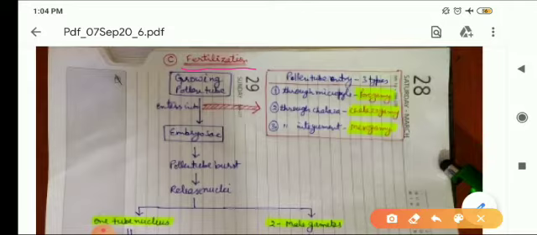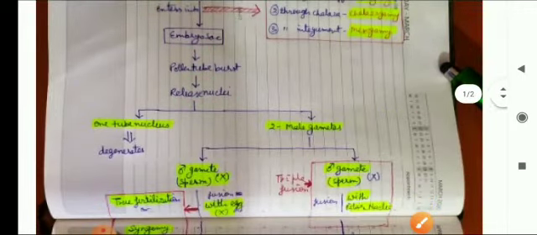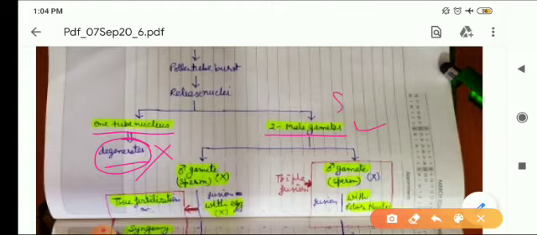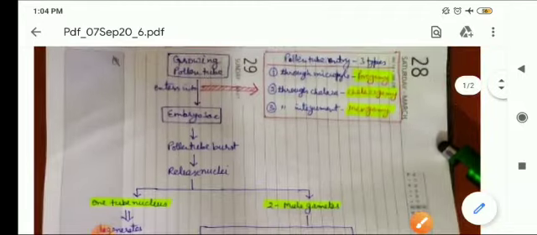Now look, the growing pollen tube enters into the embryo sac, that means the female gametophyte. This pollen tube bursts and releases nuclei: one tube nucleus which becomes degenerate, and two male gametes which act as sperm. Let's look slightly closer here.